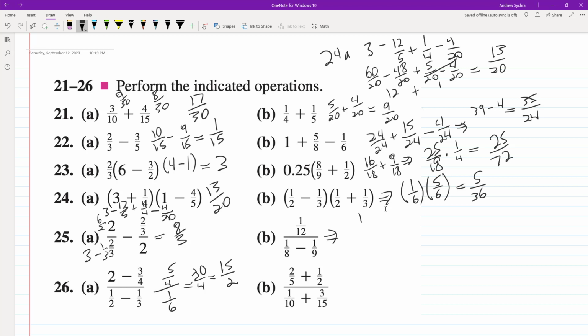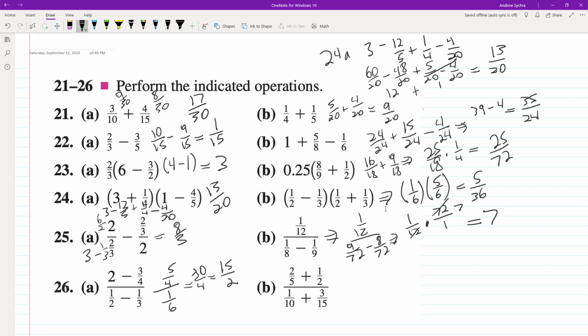So we'll do this first. So 12. So 1/8 minus 1/9. Same thing as 9/72 minus 8/72. We get 1/12, and dividing by fractions is the same thing as multiplying by the reciprocal. So we get 72/1. I guess 12 goes into the 72 7 times, so we end up with 7.